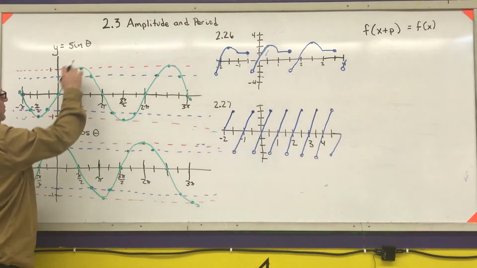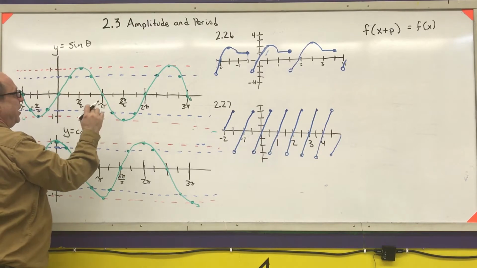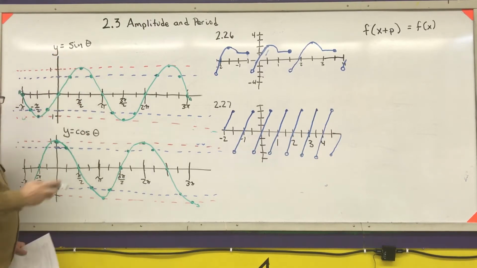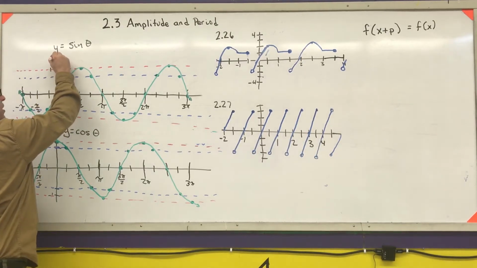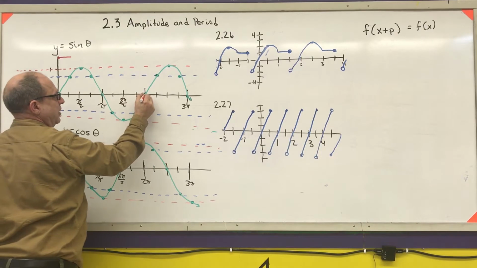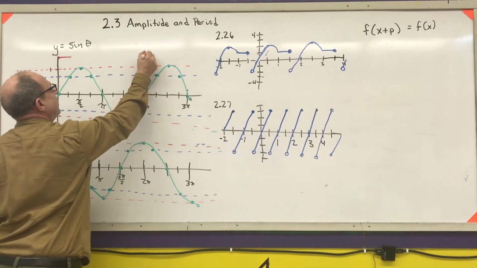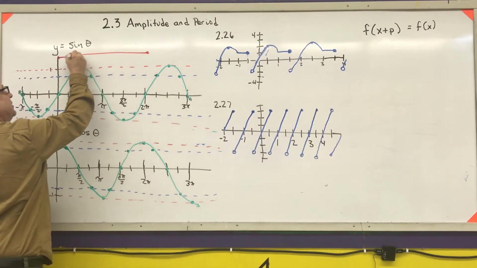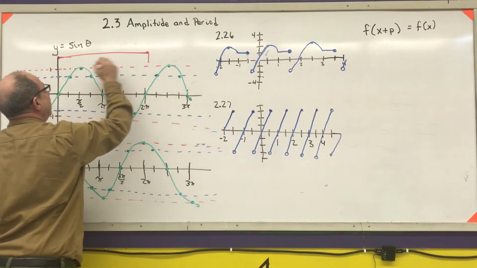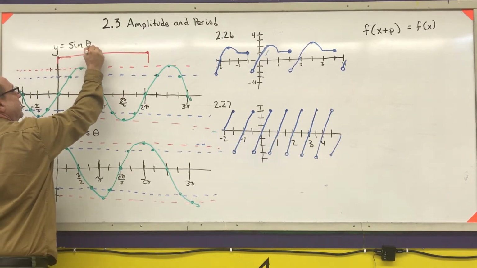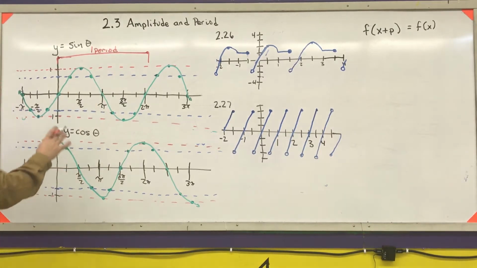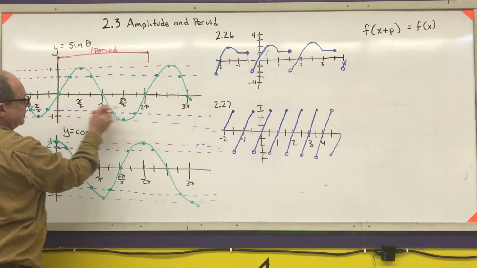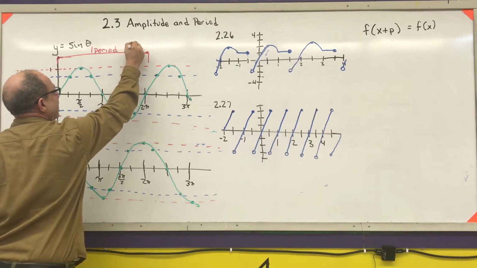And we said sine starts at 0 going up. So if I want to go from where it starts at 0 going up, I want to go until it gets to starting at 0 going up again. This distance right here is one period. And in the case of sine, that one period is the distance of 2 pi.